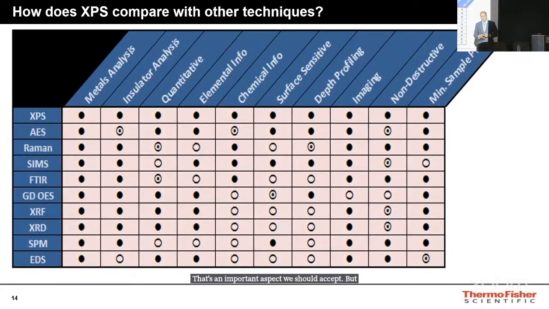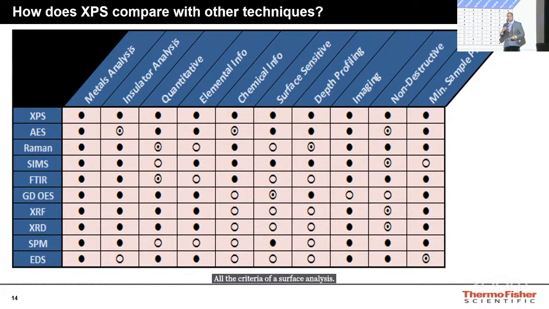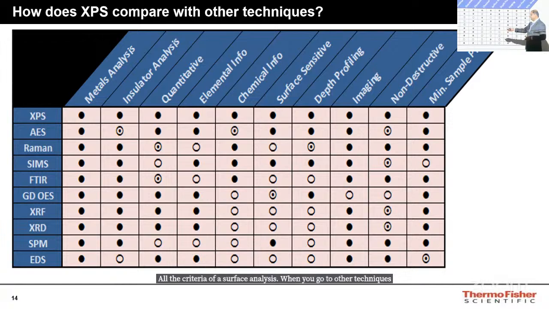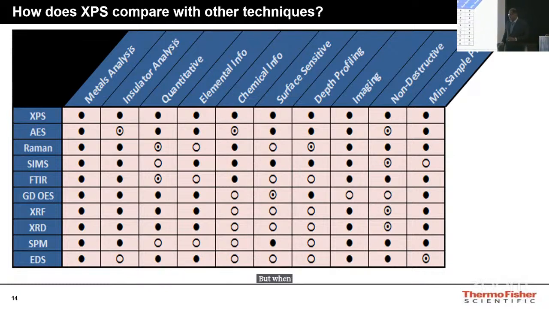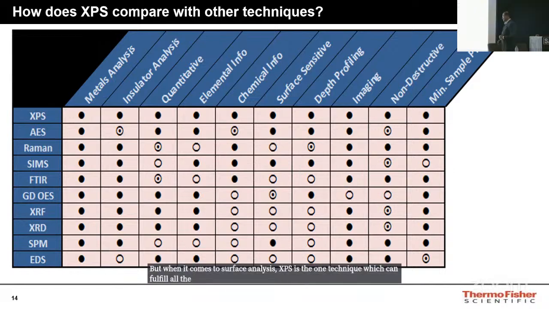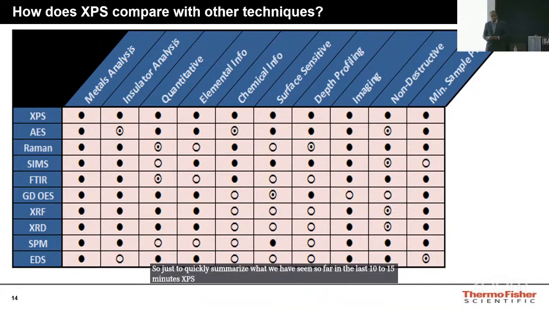But when it comes to XPS and surface analysis, when you're keen on doing a surface analysis, XPS has a little bit more advantage, or is the only technique which can fulfill all the criteria of a surface analysis. When you go to other techniques, which are down here in the list, they all give you very useful information. But when it comes to surface analysis, XPS is the one technique which can fulfill all the requirements of characterization. So just to quickly summarize what we have seen in the last 10 to 15 minutes, XPS is a technique that works on the photoelectric effect.